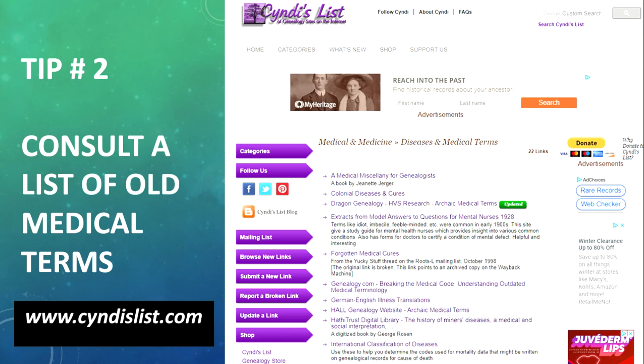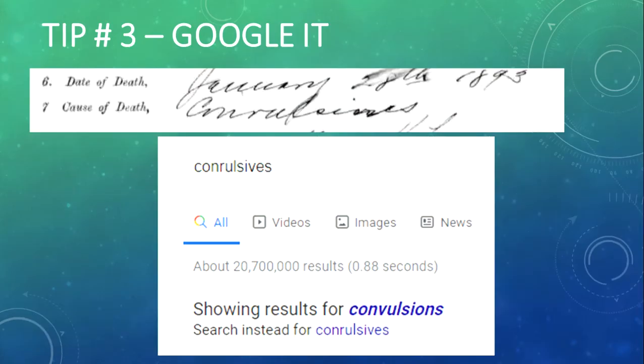A great site to find a lot of these websites is Cyndi's List. She has a whole collection of diseases and medical terms that you can browse through. But you can also Google them and see what comes up. And speaking of Google, I've also used Google to try to figure out what word I'm reading when I couldn't really figure it out just by looking at it.